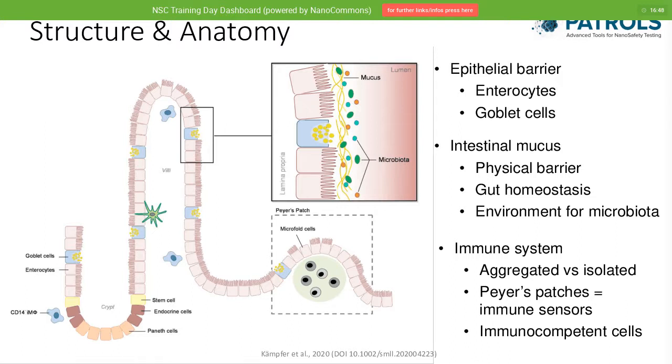Apart from the epithelial cells, we have representation of the immune system. And here we have to distinguish between aggregated immune cells or immune compartments and isolated immune compartments. The Peyer's patches, to which also the famous microfold or M cells belong, can be counted to the aggregated immune compartments. And individual cells, as for instance, intestinal macrophages or also dendritic cells, are isolated immunocompetent cells.